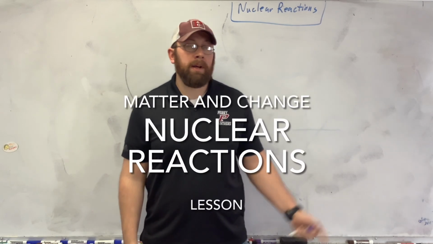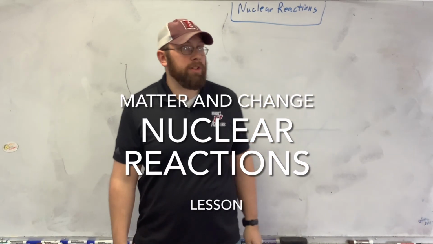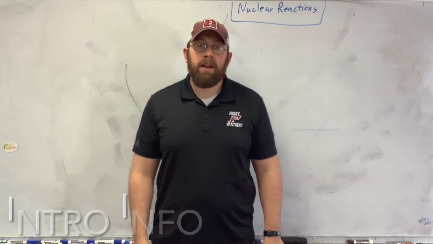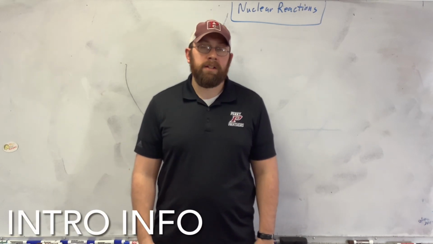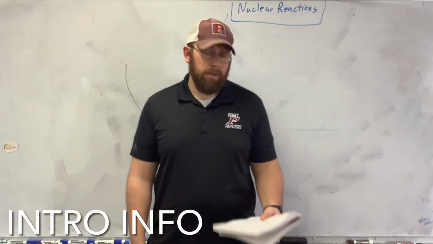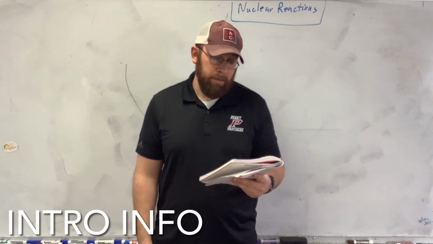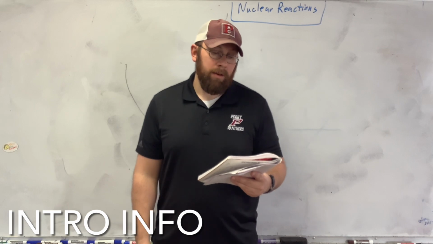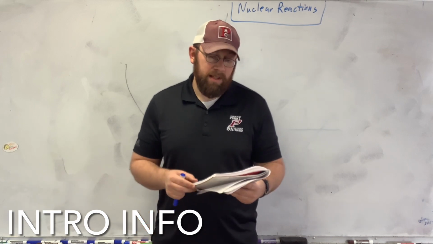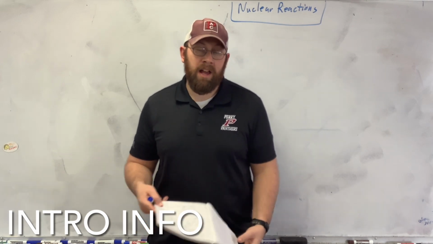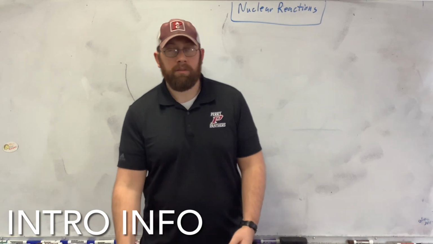Hello, today we're going to talk about nuclear reactions. When you have a nuclear reaction, you have to balance nuclear equations. So, in a nuclear equation, you have transmutation, which is the change of one chemical element into another by nuclear decay or bombardment. What this means is the nucleus lets out an alpha, beta, or gamma ray.